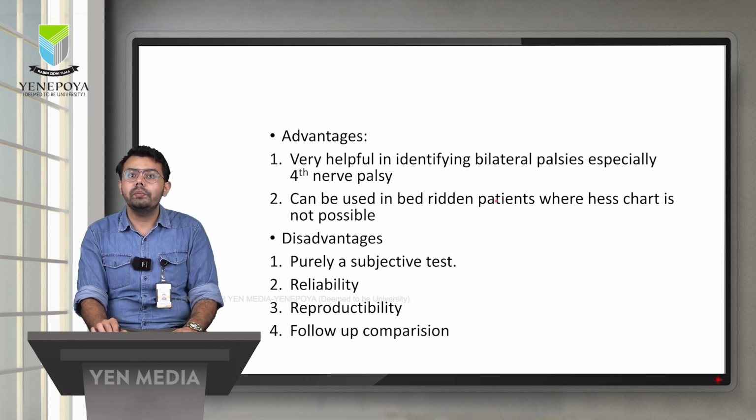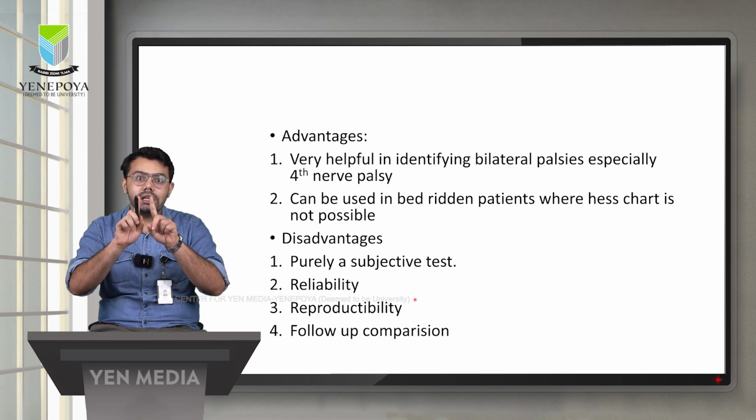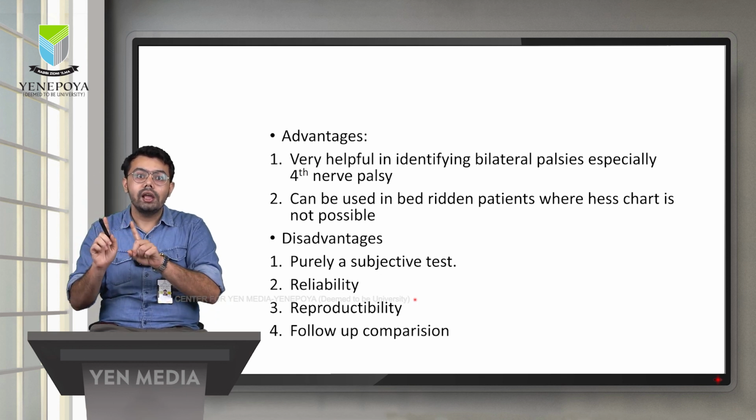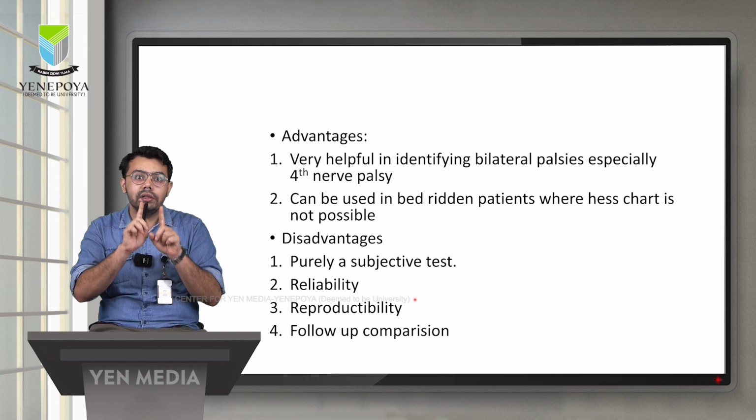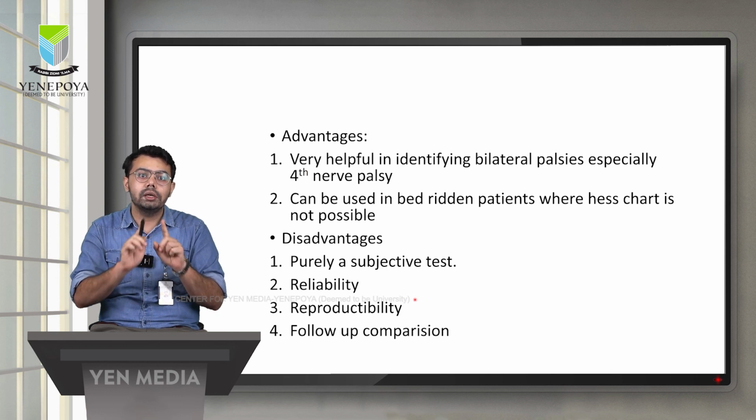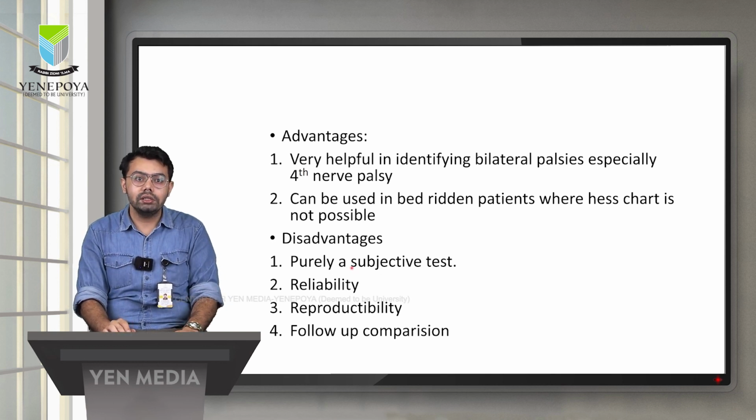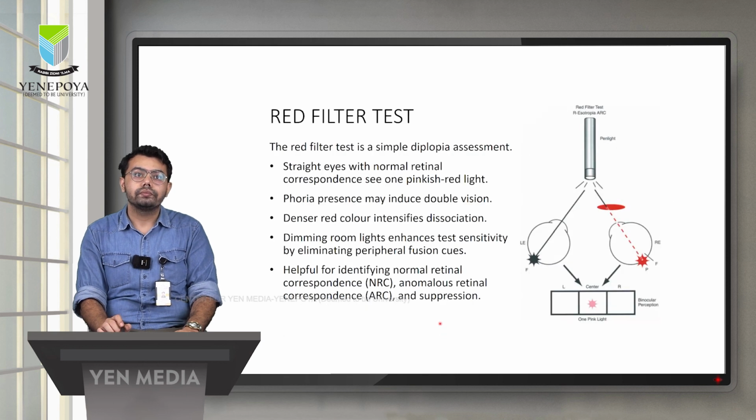Can be used in a bedridden patient where the head posture is not possible. The disadvantage is it is a purely subjective test. The reliability is a question, reproducibility is a question, as the patient has to be very comprehensive about how far the image is in all the positions and will have to tell you properly where the image is lying so that you can do the interpretation. And the follow-up is also doubtful.